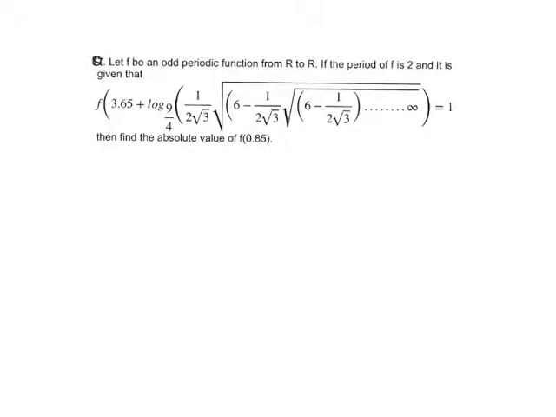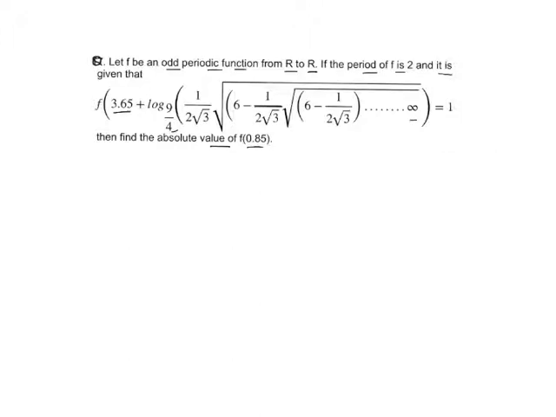Next problem is: let f be an odd periodic function from R to R. If the period of f is 2 and it is given that f(3.65 + log base 9/4 of (1/(2√3) √(6 − 1/(2√3) √(6 − 2√3 ...continuing till infinity)))) equals 1, then find the absolute value of f(0.65).